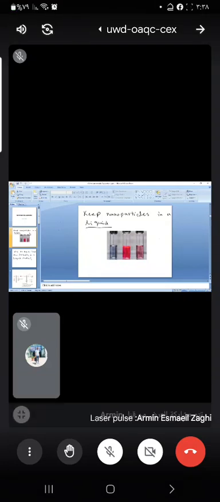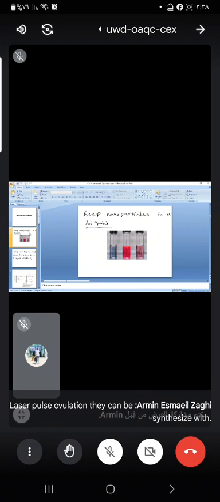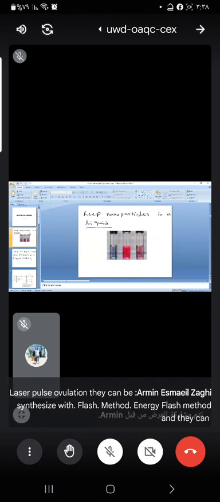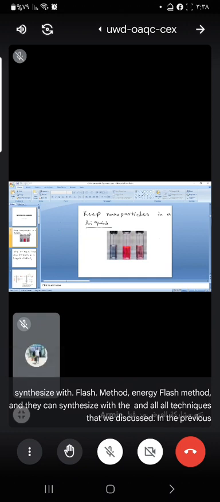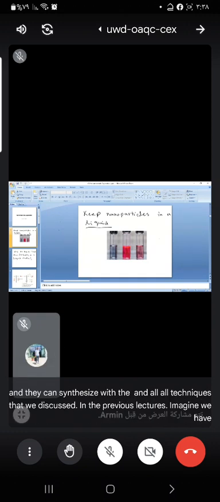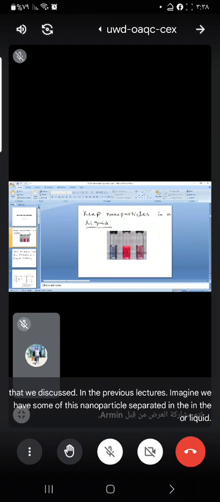Laser pulse ablation. They can be synthesized with the flash method, energy flash method. They can be synthesized with all techniques that we discussed in the previous lectures. Imagine we have some of these nanoparticles suspended in the liquid. There are two questions to ask.